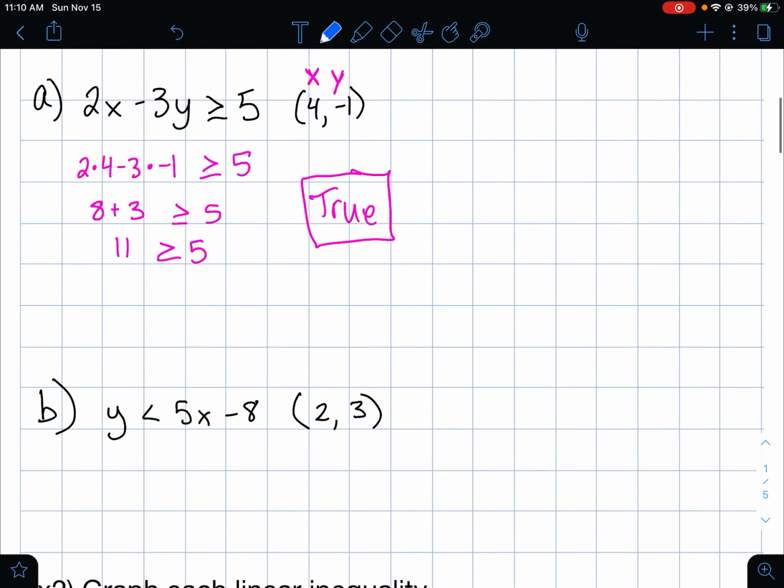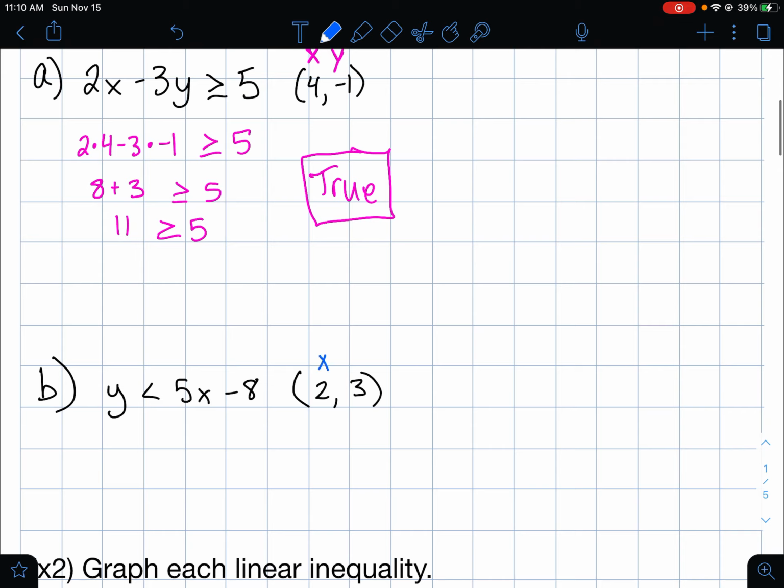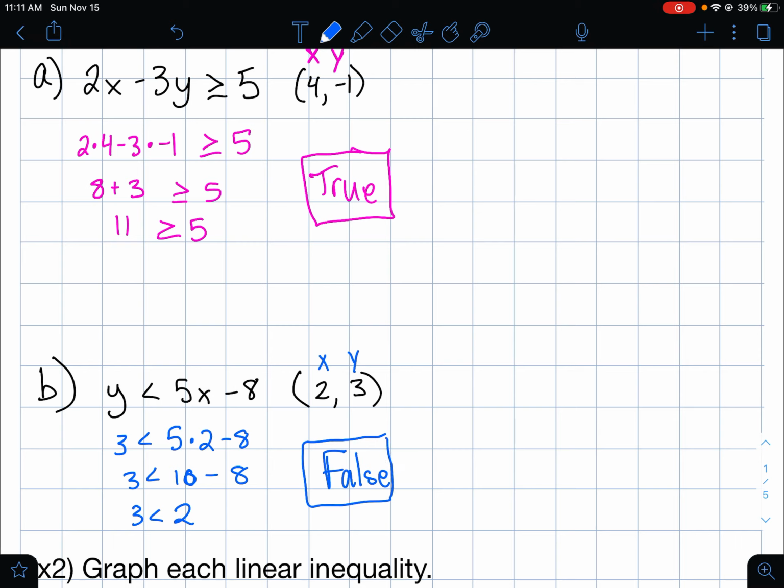Our next problem, we are going to do the exact same thing. If you want to try it on your own, pause it first, and then try it on your own, go ahead. So we have 3 is less than 5 times 2 minus 8. So 5 times 2 is 10, and then minus 8. So I have 3 is less than 2. 3 is not less than 2, so this is a false statement. Again, if I were shading this on my graph, then I would shade the side of the line that does not include the ordered pair 2, 3, because it is a false statement.